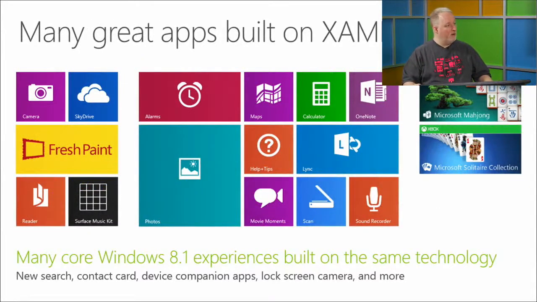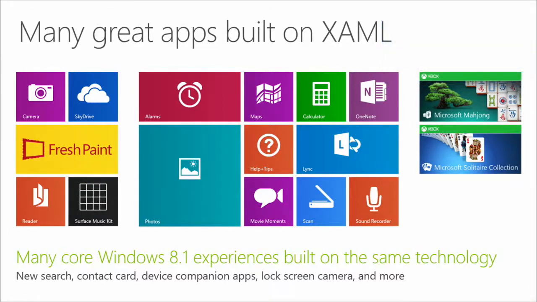Now, Jeff had pointed out a lot of the cool apps that are built on HTML and JavaScript in Windows. I'd also like to point out some really cool apps that are built on XAML in Windows. The majority of these are XAML and C++, although there is, I believe, some C# in some of this stuff. But apps like the camera, SkyDrive, the alarms, the photo apps, FreshPaint, OneNote, and other stuff there, Lync even, are all built using our own technologies. So just like we were the biggest dogfooders for HTML and JavaScript, we're also the biggest dogfooders for XAML and .NET and C++.